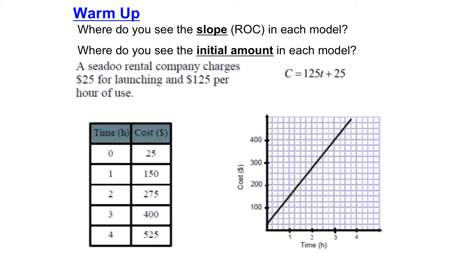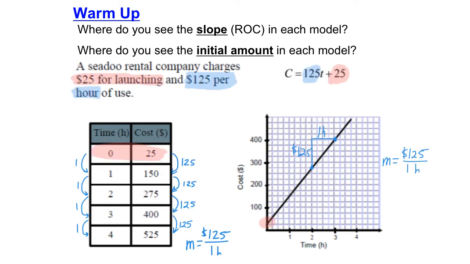Before moving on to the next lesson, try this warm-up. Where do you see the slope, or rate of change, in each model? By model, I mean this is one model, this is another one, this is another one, and this is another one. So I have 4 models here. Where do you see the slope in each of those? And where do you see the initial amount in each model? So think about it, pause the video, and check back in here in a minute.